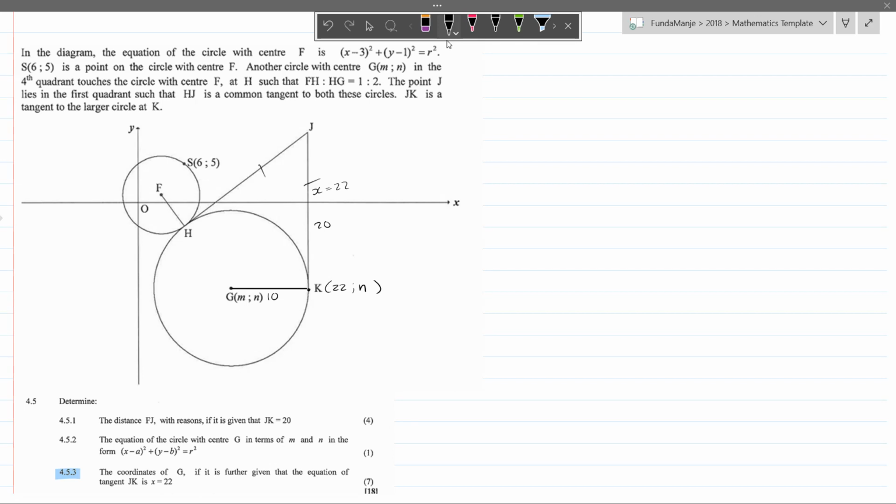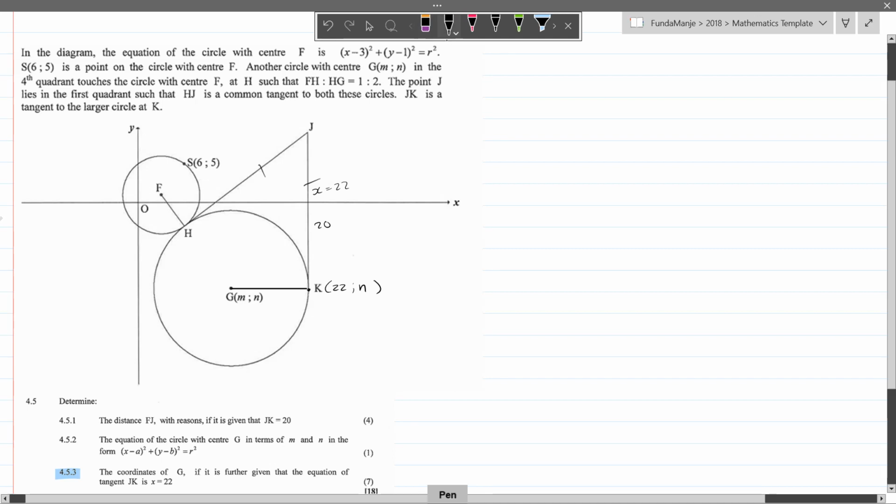4.5.3 says determine the coordinates of G if it is further given that the equation of the tangent JK is x equals 22. So I've shown it here, x equals 22. We also know the length of JK, which is 20 units, and if this is the line x equals 22 and it's a tangent to the circle at K, that means the x value of K will also be 22.